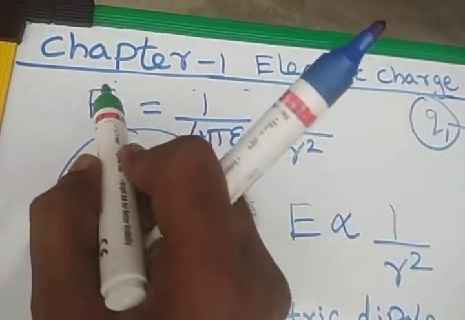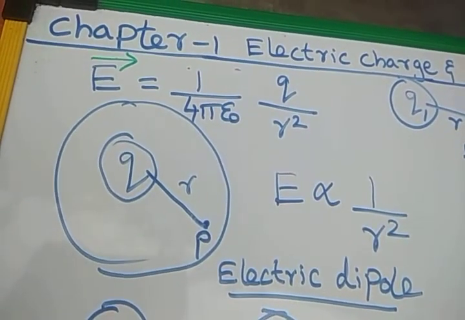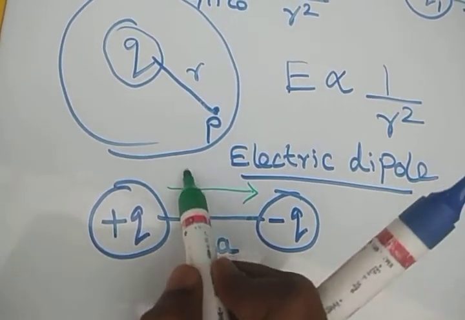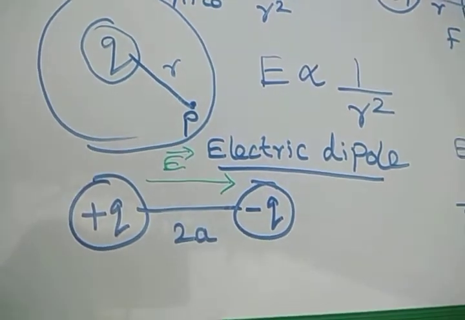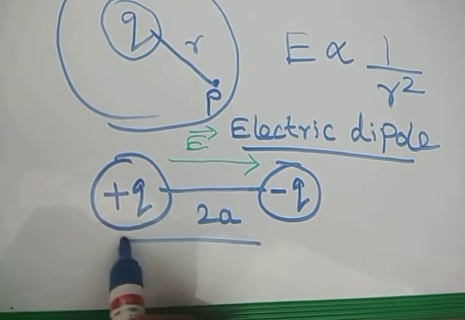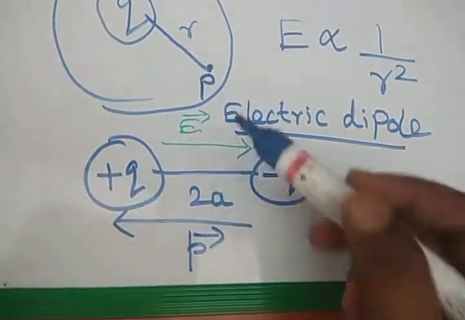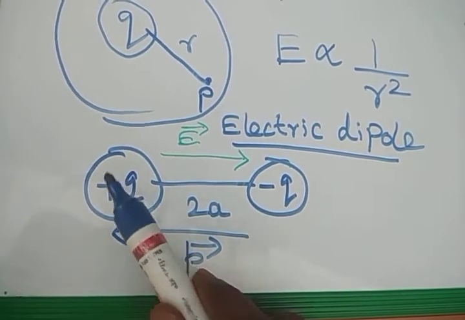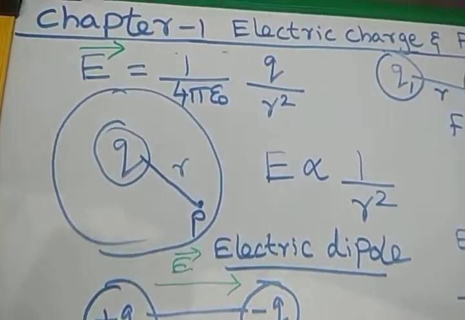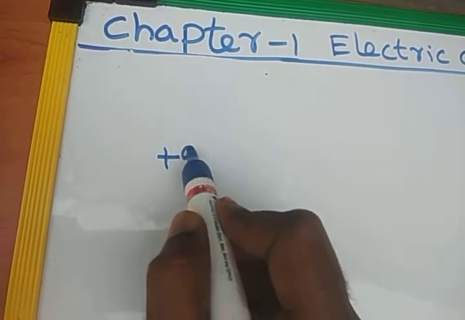Dear students, electric field is also a vector. The electric field vector direction is from positive to negative. But the dipole moment vector direction is from negative to positive. So you should keep in your mind, the electric field direction is from positive to negative, and the dipole moment direction is negative to positive.